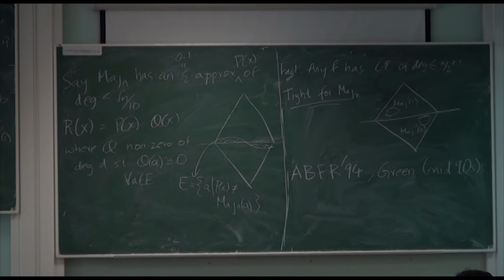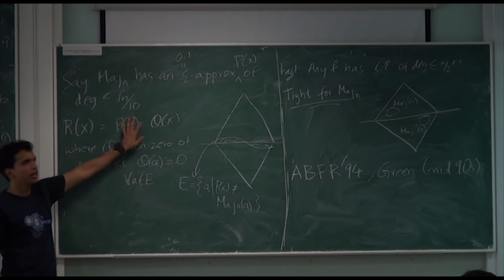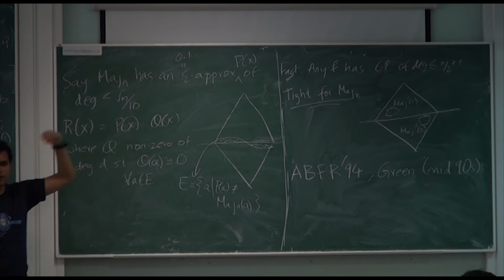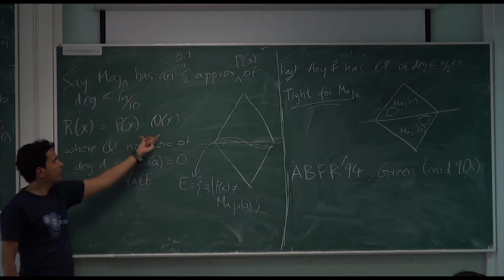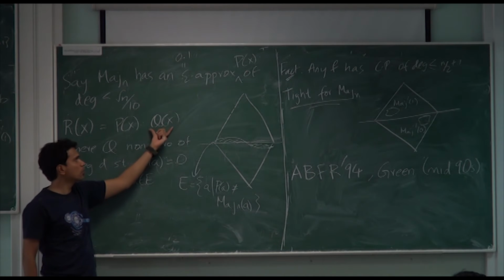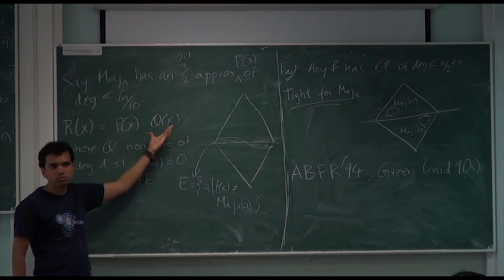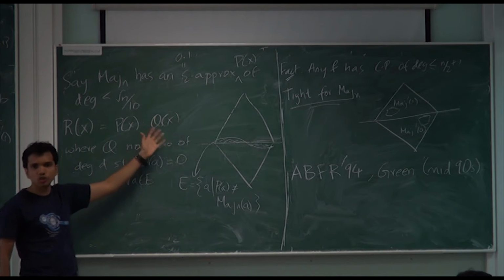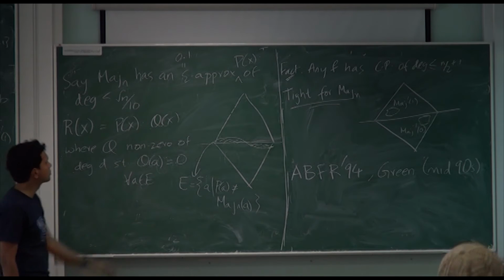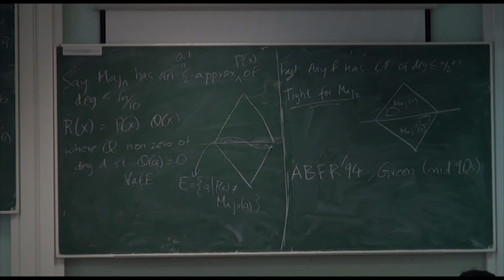Okay, makes sense, right? So once we have this, we're going to take P times Q, and that will be our certifying polynomial. Now, by assumption, P has degree less than root n over 10. So it suffices for us to construct a Q of degree less than n by 2 minus square root n, something like that, so that the sum of the degrees is smaller than n by 2. That's the kind of Q I want.